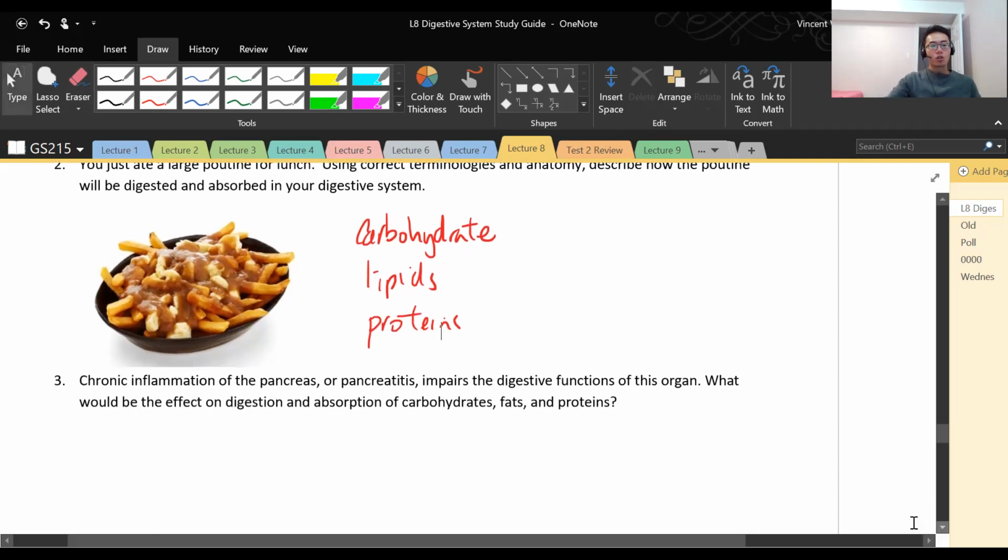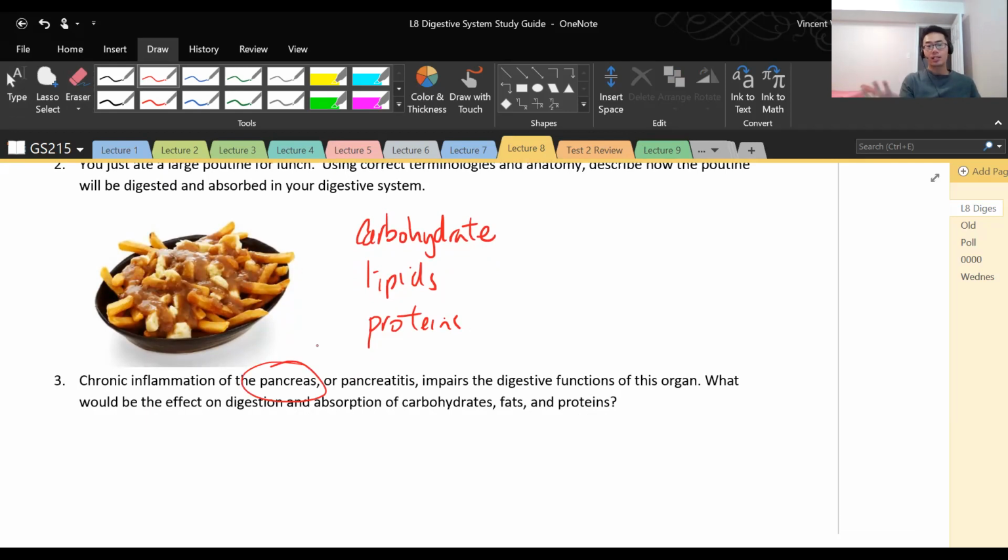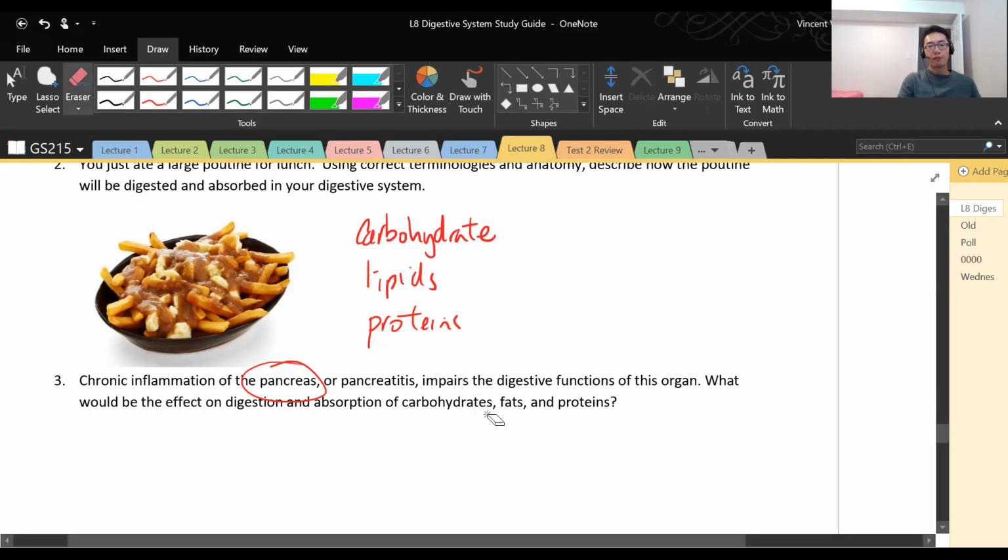Okay, next one. Chronic inflammation of the pancreas, or pancreatitis, impairs the digestive function of this organ. So what would be the effects on digestion and absorption of carbohydrates, fat, and proteins? Well, the pancreas is going to secrete a mixture of digestive enzymes. So if you're not going to be able to do that, then the carbohydrates will not be fully broken down. The fat will be emulsified by the bile, but it won't be broken down.